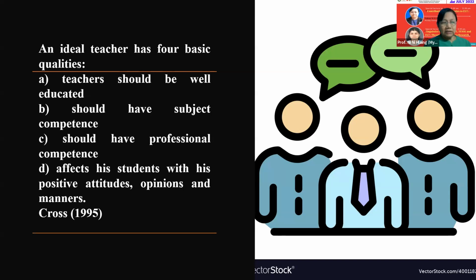So Cross 1995 states that an ideal teacher has 4 basic qualities. These are: the first quality, teachers should be well educated. And the second quality, teachers should have subject competence. And the third one, teachers should have professional competence. And the last point, a teacher affects his students with his positive attitudes, opinions, and manners.